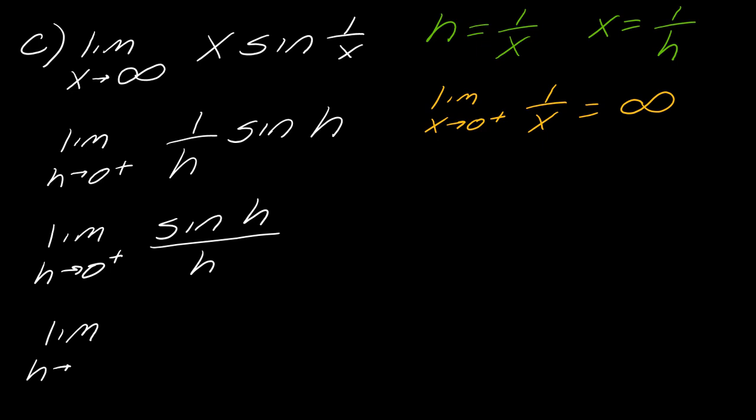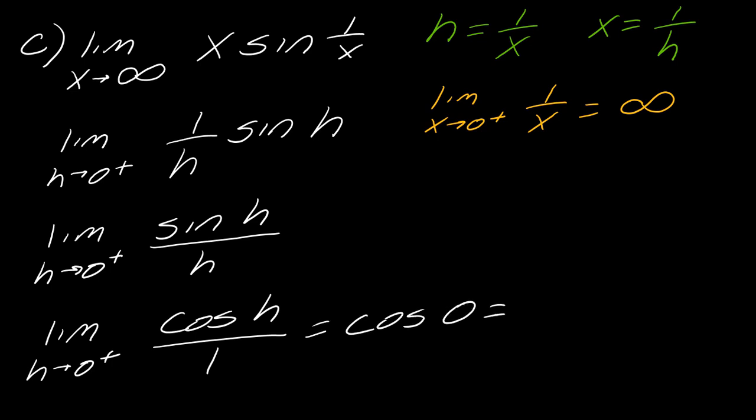So I can go ahead and take the derivative of the top, which is going to be cosine of h, and then the derivative of the bottom is going to be 1. So now I can just take cosine of 0, which is just going to equal 1. And so now I'm done.